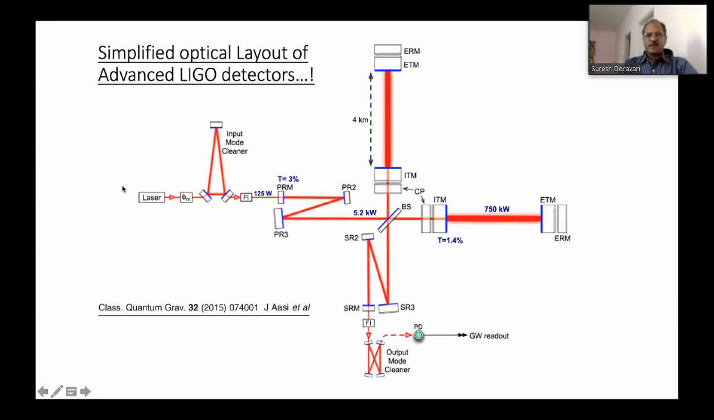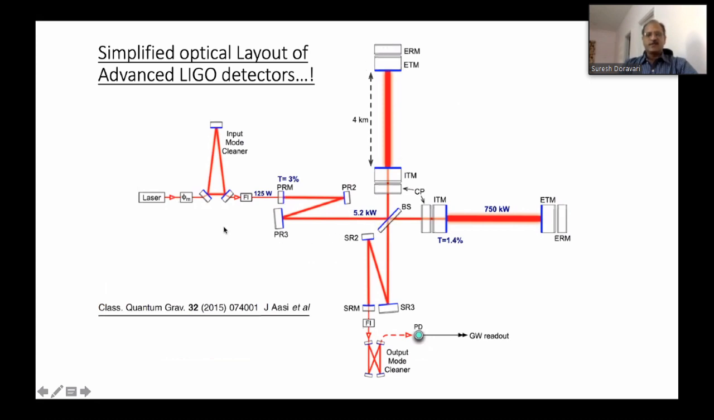The Advanced LIGO detector has, you can see, roughly the shape of the Michelson. It's kind of hidden. You can see the BS, which is the beam splitter here. On the far left, there is a laser. And then you have ETM, which is the end test mass, and here we have another ETM, another end test mass. And then we have something called an ITM, which is the input test mass. There are two input test masses.